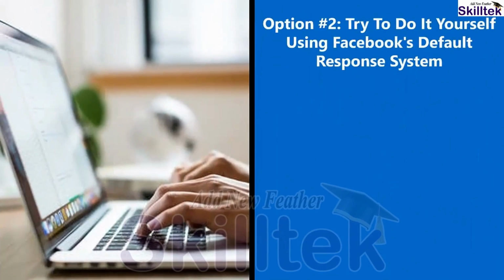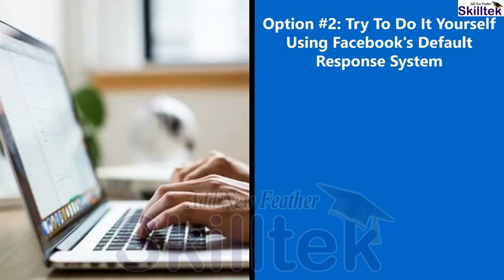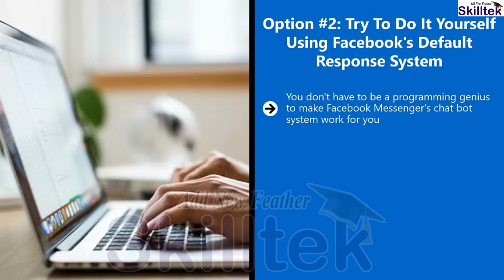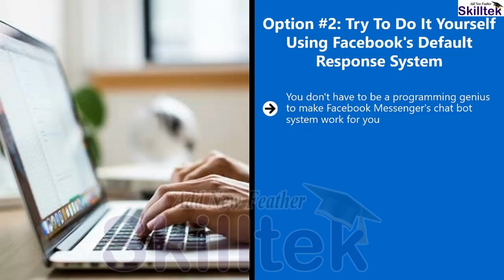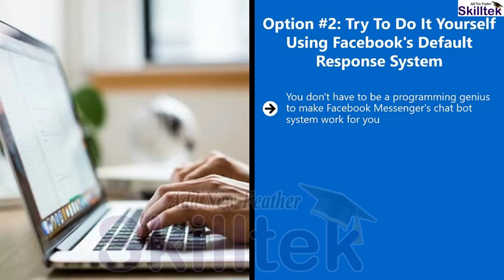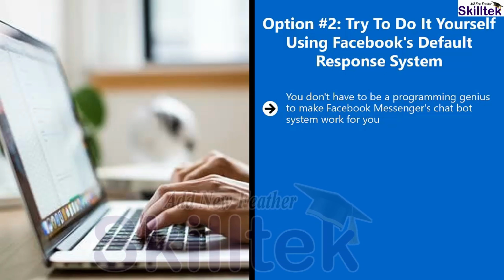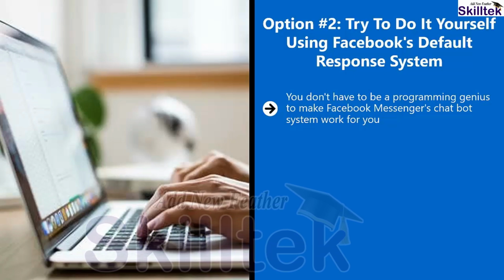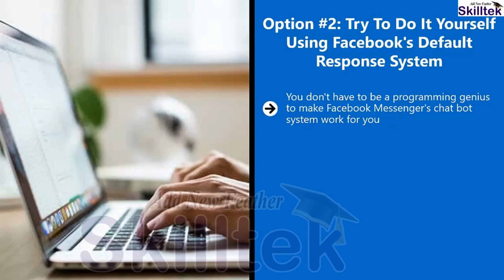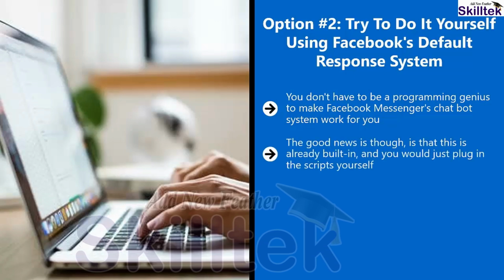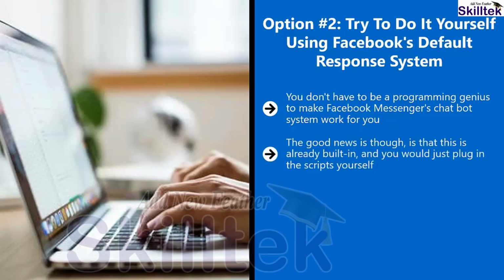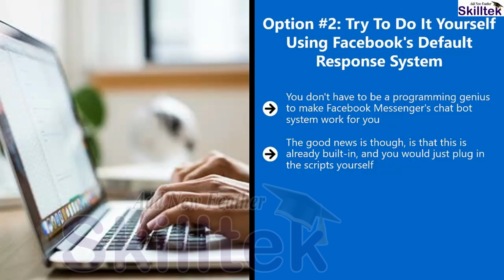Option number 2, try to do it yourself using Facebook's default response system. You don't have to be a programming genius to make Facebook Messenger's chatbot system work for you. Facebook does allow an automated response system for its Facebook pages. You have to turn on the feature, and then you have to get permission from Facebook. This is not automatic. The good news, though, is that this is already built in, and you would just plug in the scripts yourself. This cuts down on cost.